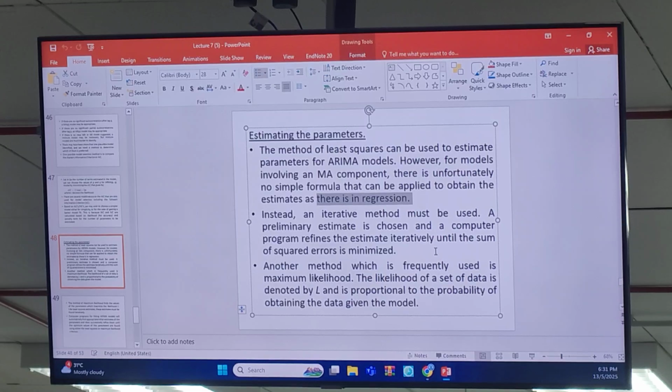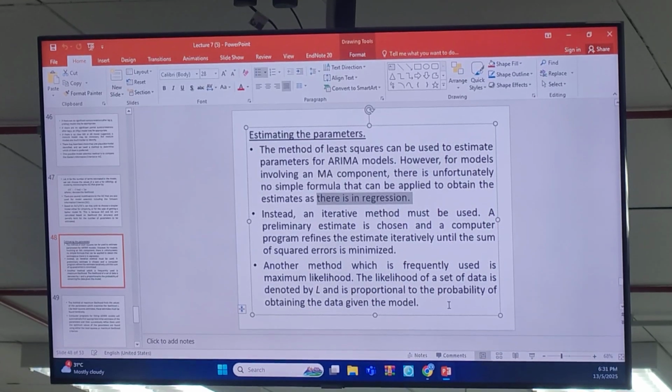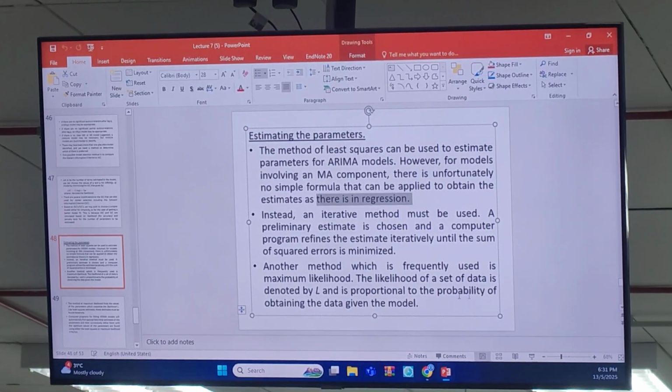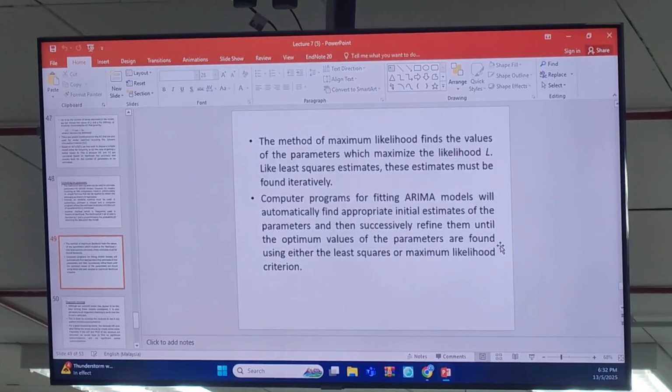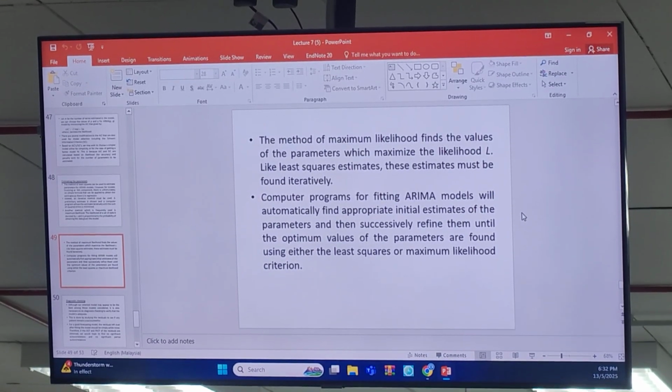A preliminary estimate is chosen and a computer program refines the estimate iteratively until the sum of squared errors is minimized. Another method which is frequently used is maximum likelihood. The likelihood of a set of data, denoted by L, is proportional to the probability of obtaining the data given the model. So there are different ways of estimation that can be used. The method of maximum likelihood finds the values of the parameters which maximize the likelihood. Like least squares, this estimate must be found iteratively when the model involves MA terms.